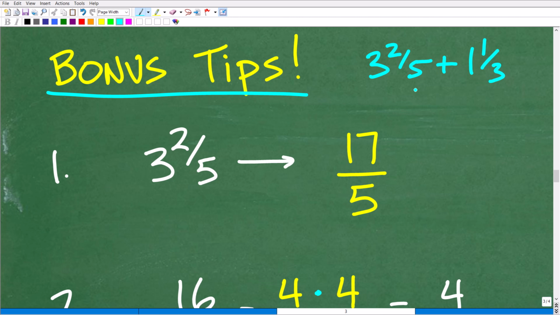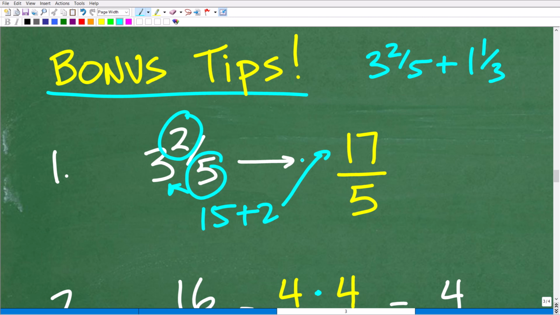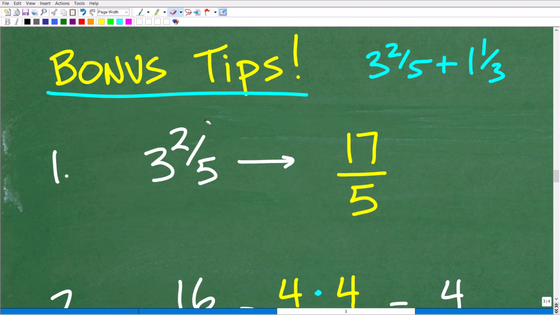Okay, what about this situation? How do I do the bow tie method with this? Well, here's what you need to do. Anytime you have a mixed number fraction, convert all of those into improper fractions. Now remember how you do that: you go 5 times 3, in that case it's 15, and then you add this number, plus 2, that's 17 over 5. So hopefully you remember how to convert a mixed number into an improper fraction.